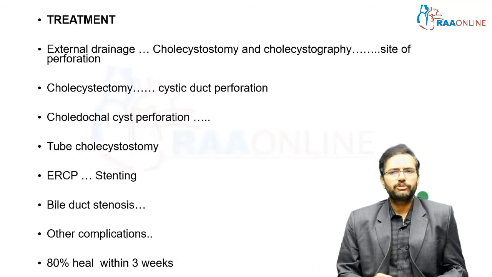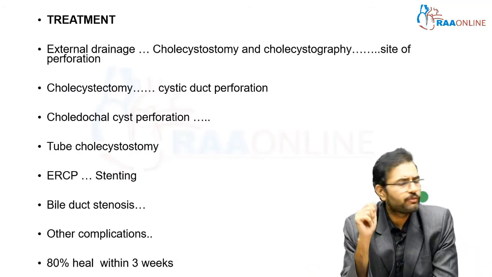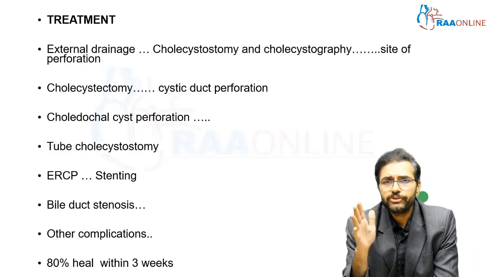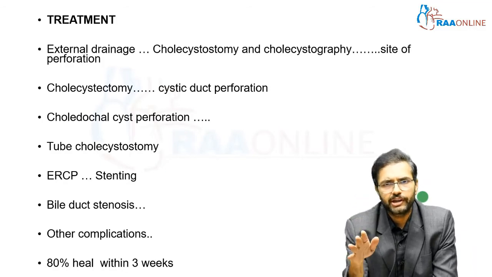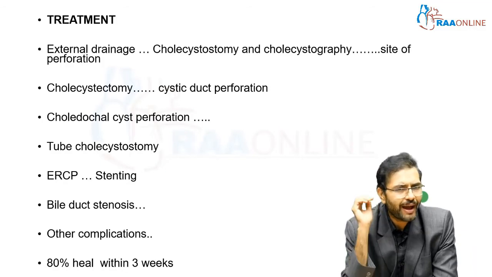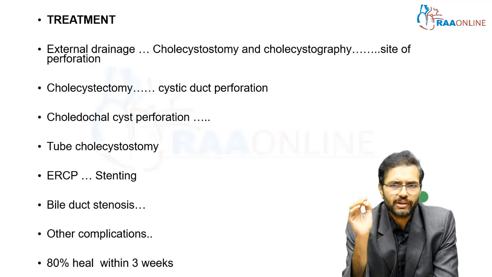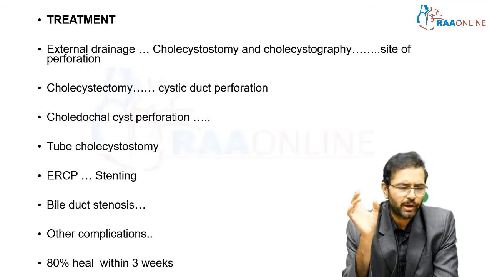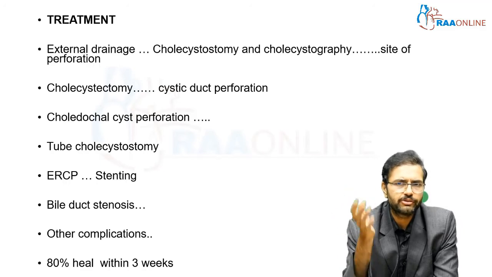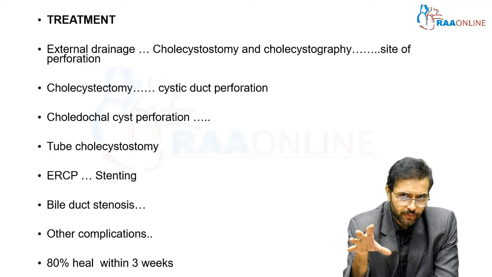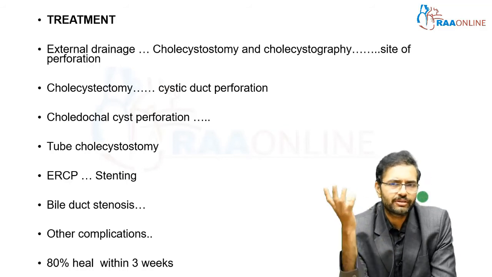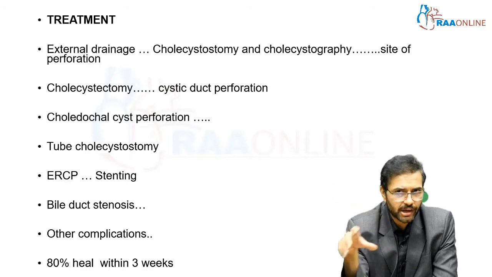Now, the treatment options. What are the treatment options available for biliary ascites? The most important thing is to go for an external drainage. The bile within the peritoneal cavity has to be drained. This is done via an abdominal approach. You go via a subcostal incision, enter inside, and if you see the bile leak, the ascites that is there within the abdomen can be drained out.